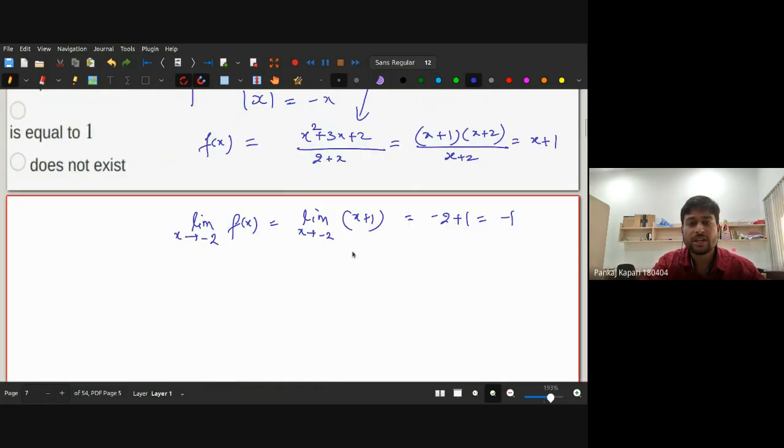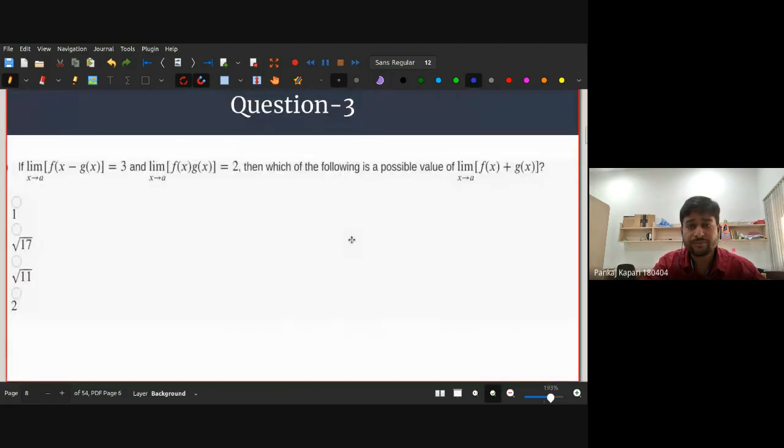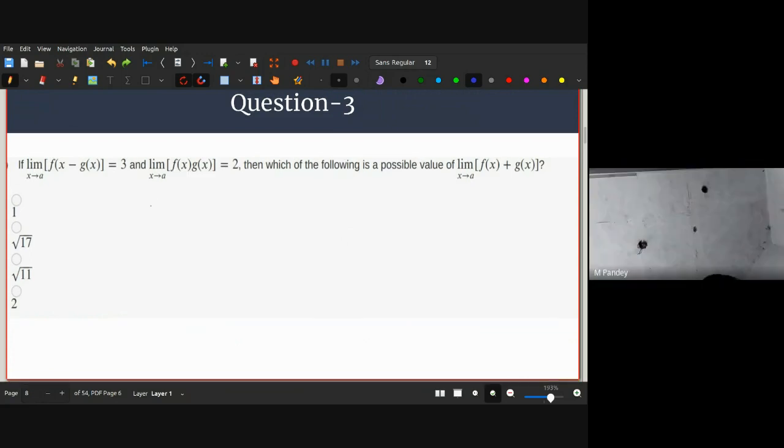Okay, so let's move on to the next problem. You have two functions f and g, and it's given that when x approaches some real number a, the limit of the product and the difference is 2 and 3 respectively. And you have to find the limit of f(x) plus g(x), given that.